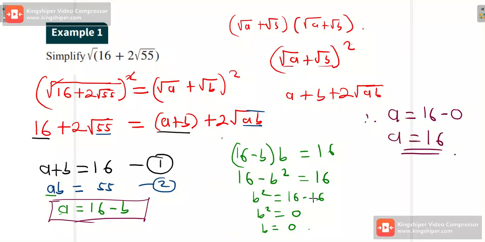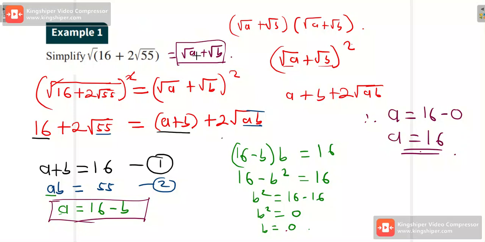So we have gotten the values for a and b. Remember that we started by saying that the square root of 16 plus 2 root of 55 is going to be of the form root of a plus root of b. That is going to be the value of the square root. But we didn't know a and b. We have now solved for a and b, and we have seen that a and b are 16 and 0 respectively.